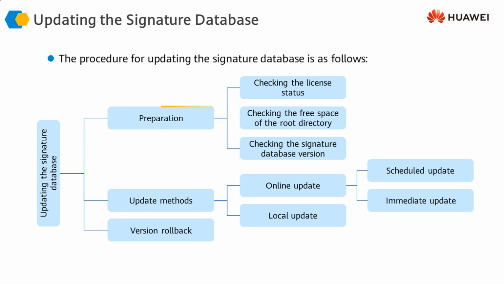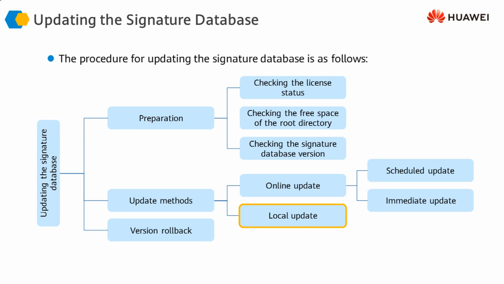After preparation, after we've done the prerequisites, we do the update. We can do either an online update or a local update. Online update means that we are doing the update from the update server online, Huawei's update server. Local update means that we have downloaded the signature database from the online server, and now we are doing a local update. This is normally done where our IPS is not connected to the internet.